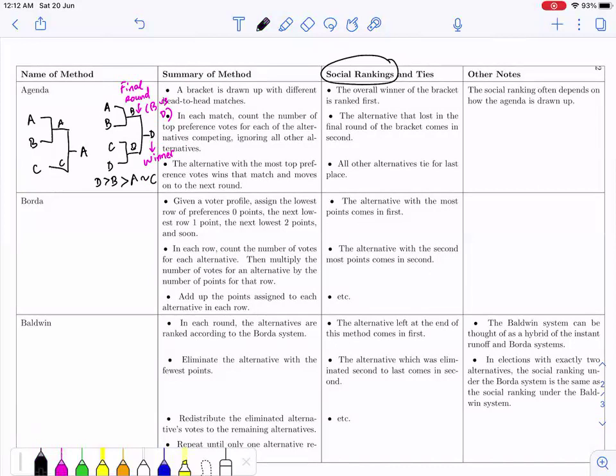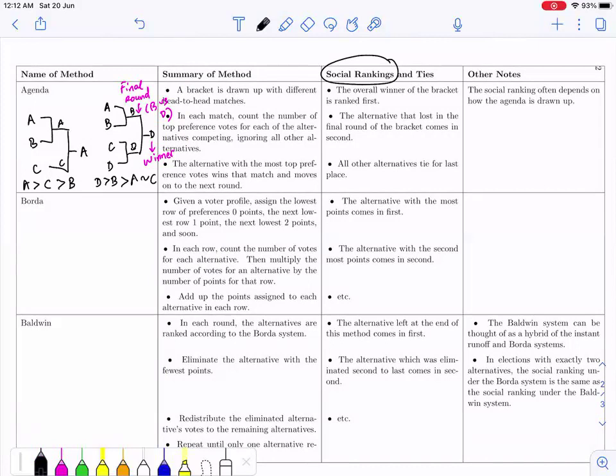Similarly here, you have your final round between A and C, and A wins. So A is greater than C, and C is greater than B, which is the remaining alternative. So only the top two alternatives matter, and they are bigger than everything else. Again, we'll see how this goes with more examples.